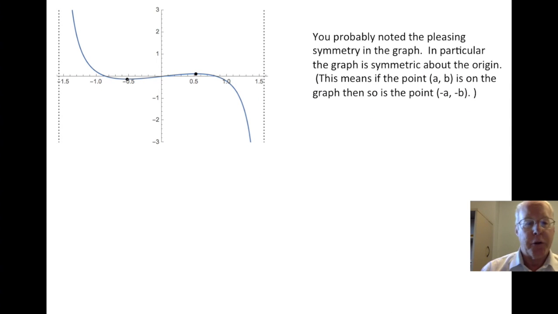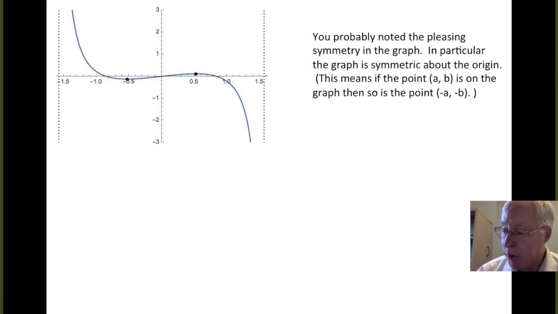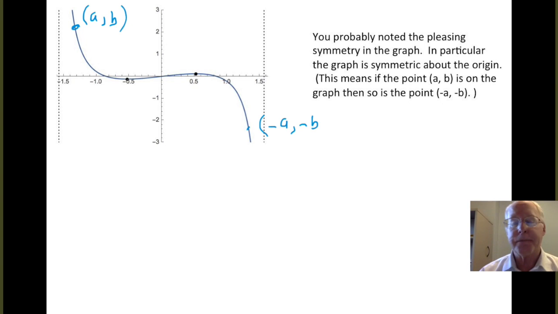Now, a few other features of the graph. You've probably noted this pleasing symmetry. This graph is symmetric about the origin. And that means that if a point a, b is on the graph, then the point minus a, minus b is on the graph. So a point up here, maybe here's the coordinate a, b. If we then negated the two coordinates, it would just flip us around the x and the y-axis to this point here. Now you can actually anticipate things like that by studying the function.